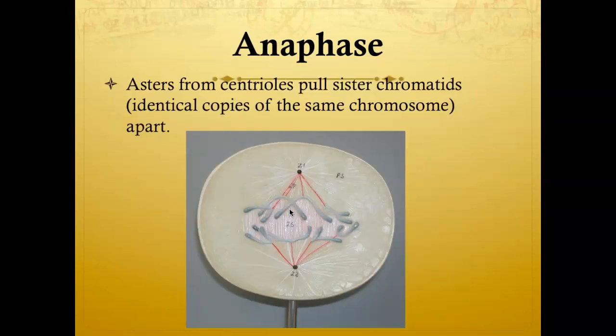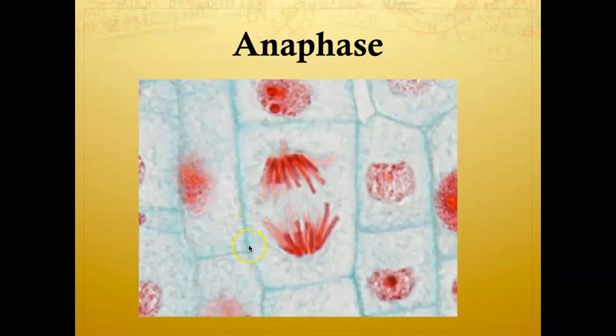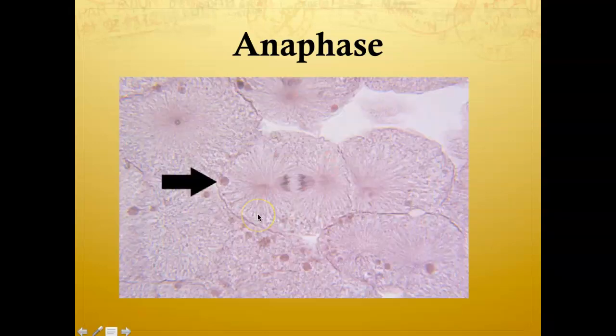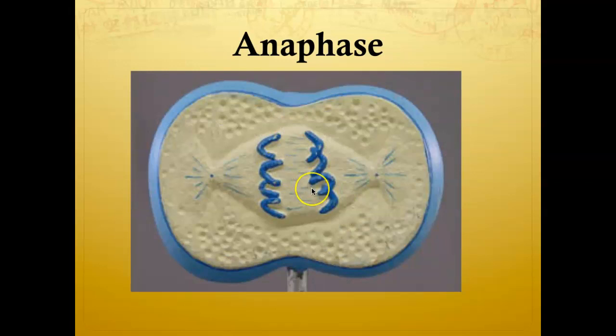Anaphase is when the sister chromatids are going to get pulled apart. So you have identical copies being pulled apart. Here you could see it in a plant cell, and here it is in an animal cell, and right here in a model.